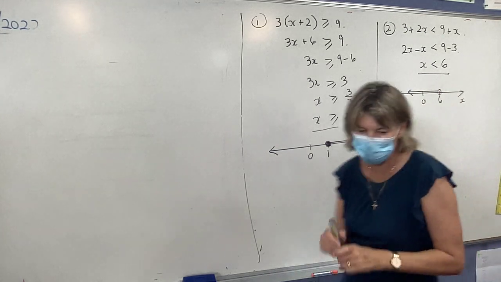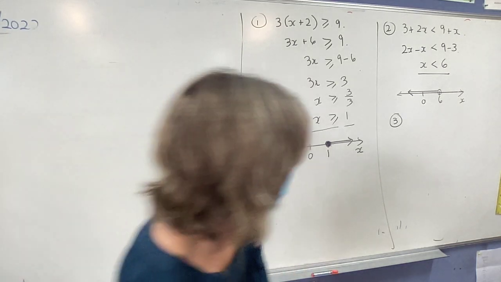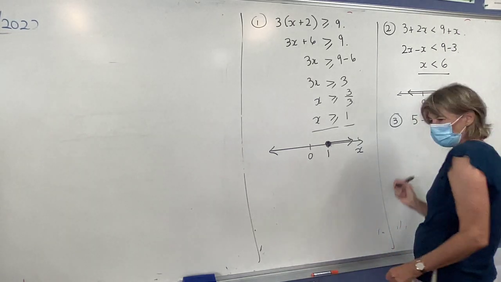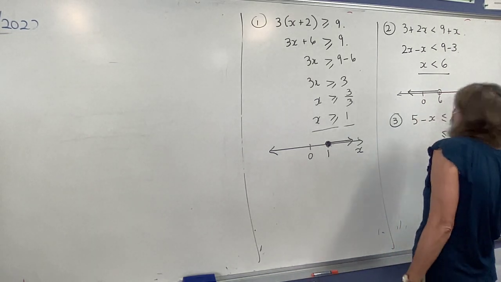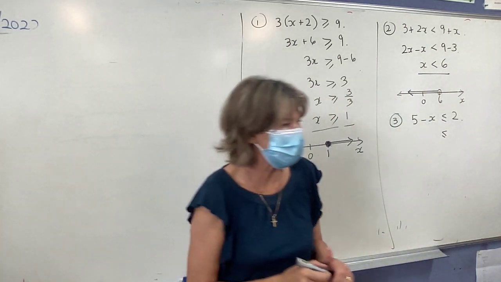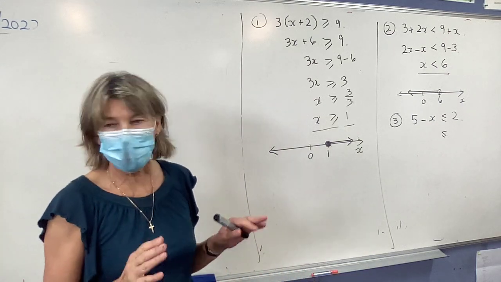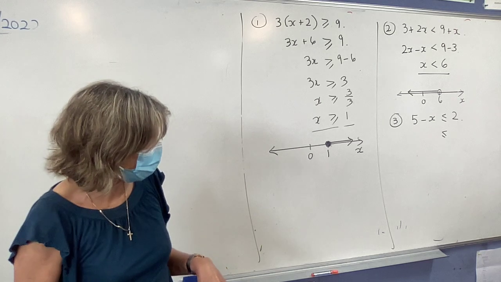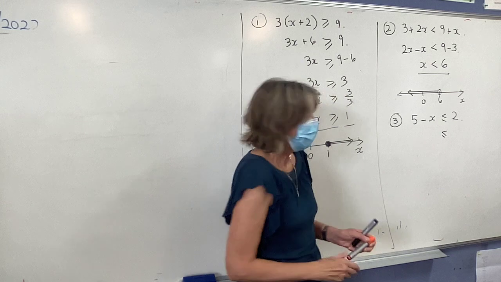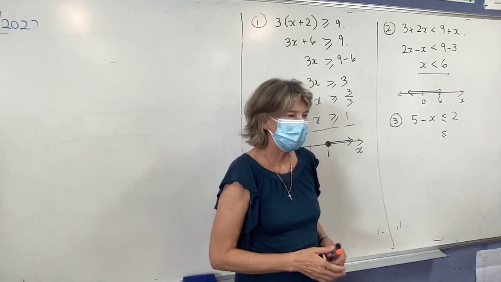Okay, number 3. Now you need to watch me on this because otherwise you'll probably get it wrong, because we've got one exception to the rule. So we solve it like a normal equation, keeping our inequality sign all the way through our working. But there's one exception and we're going to get that on this question. All right, who can start us here? Alex, what do you think?